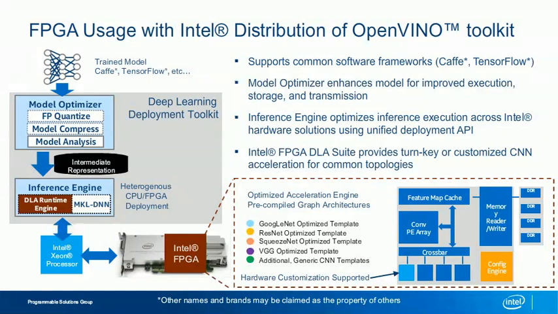Here's a high-level look at how the FPGA Deep Learning Acceleration Suite can be accessed from standard machine learning frameworks such as Caffe or TensorFlow using the OpenVINO toolkit and the Deep Learning Deployment Toolkit. Trained models are first fed into the model optimizer. Here, standard framework file formats such as those from Caffe and TensorFlow are supported. The model optimizer in the Deep Learning Deployment Toolkit will take the standard ML formats and convert them to an Intel-specific intermediate representation. The model optimizer will also enhance the model for improved execution, storage, or transmission, performing various tasks such as quantization and model compression.